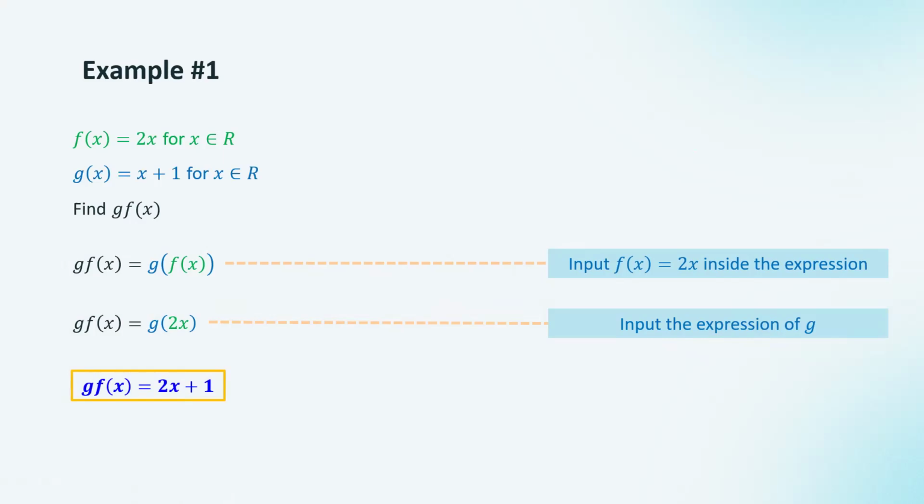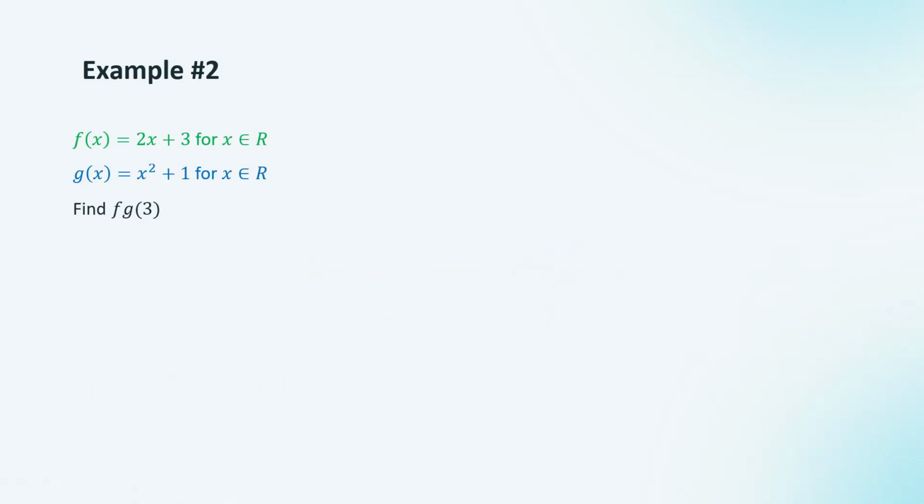Now, remember that fg(x) is 2 times (x plus 1). So we can conclude that generally, gf(x) is not equal to fg(x). There are some functions which are equal, but generally it's not equal. Okay, let's go to the next example.